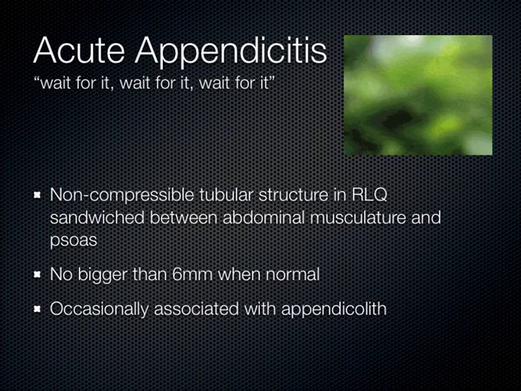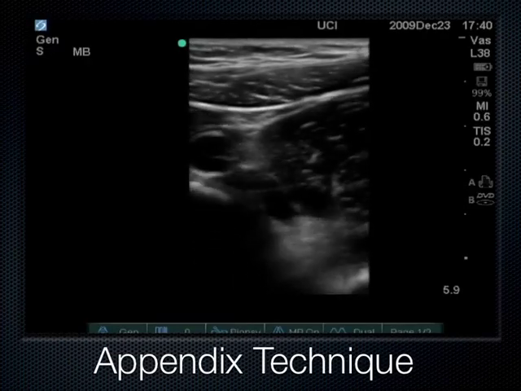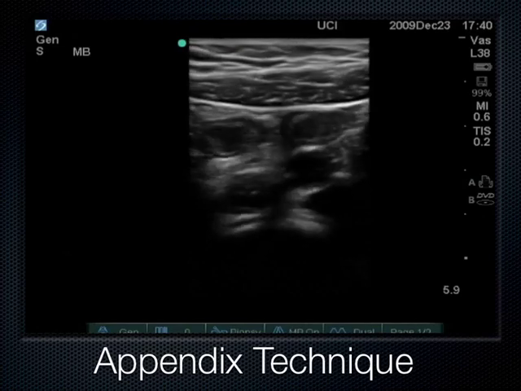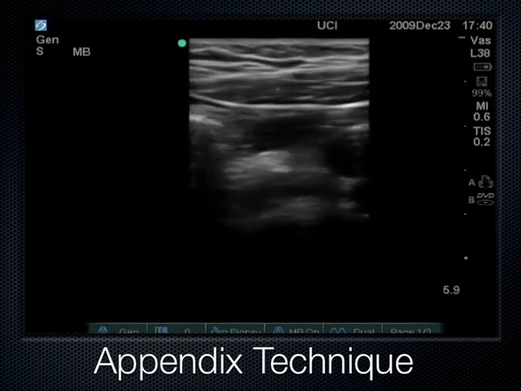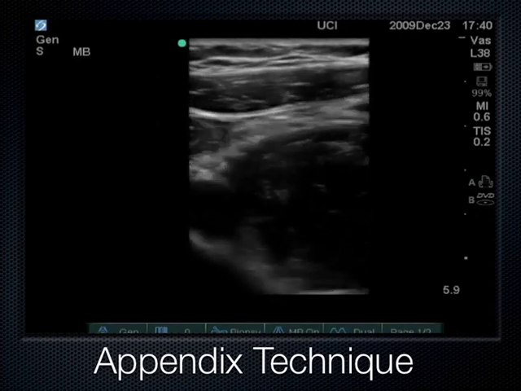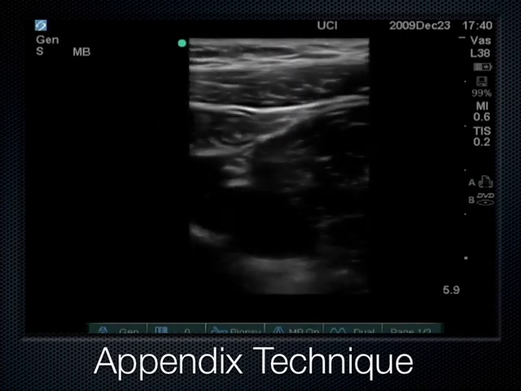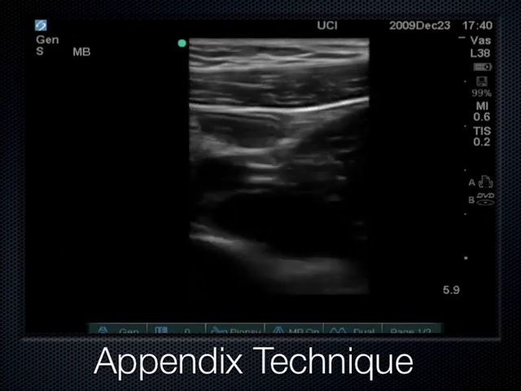It should be no bigger than 6 millimeters when it's normal, and occasionally you can see an appendicolith, which translated means poop stone. So this is kind of what we do. Here's the abdominal wall musculature up here. Here's a loop of bowel right there, okay? This is the iliac vessel right there. And what we're doing is we're pushing really hard. So this muscle right here, this is the psoas muscle. The psoas muscle is actually coming up and coming into contact with the abdominal wall musculature right there.